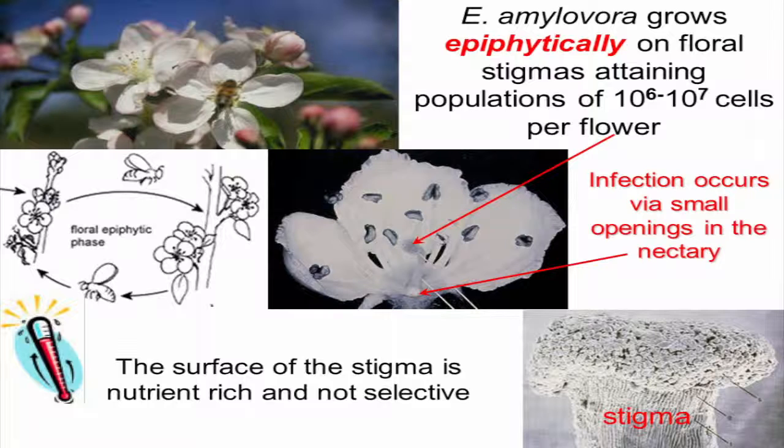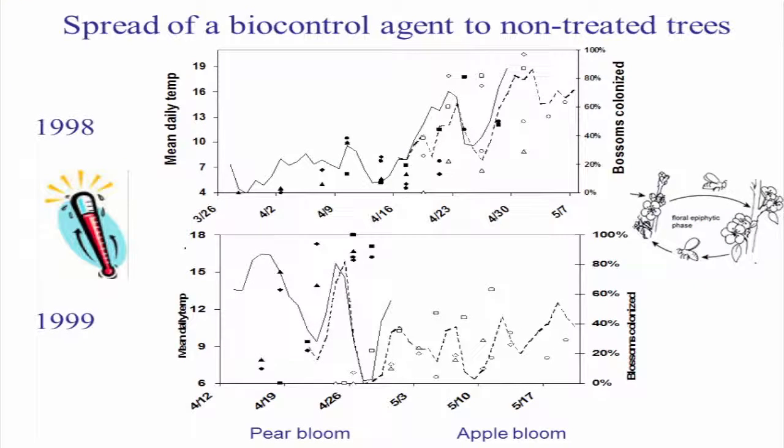What's interesting about this is that this stigma will basically grow anything. So you can put anything on the stigma and it'll grow there. And that's how you get to biological control. We've been studying this for a long time and trying to figure out why it works and why it doesn't work, etc. So just an example of this floral epiphytic phase.